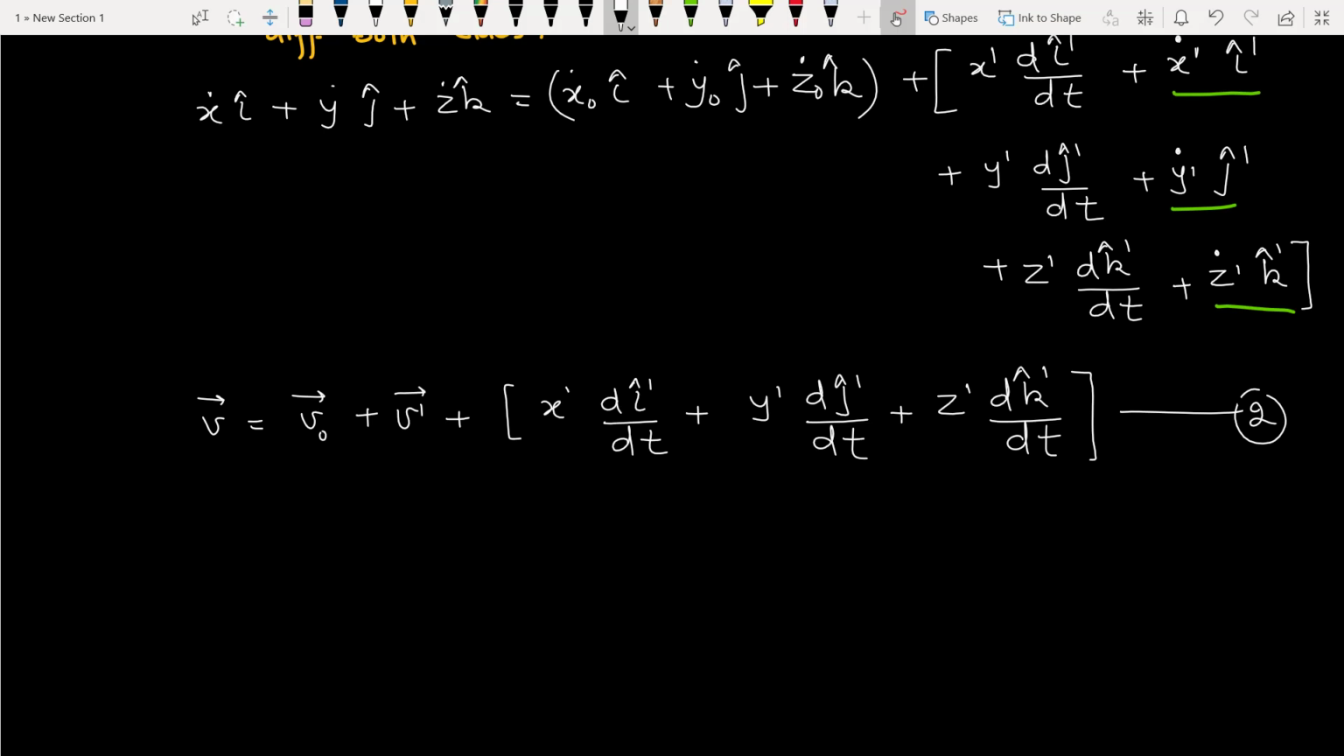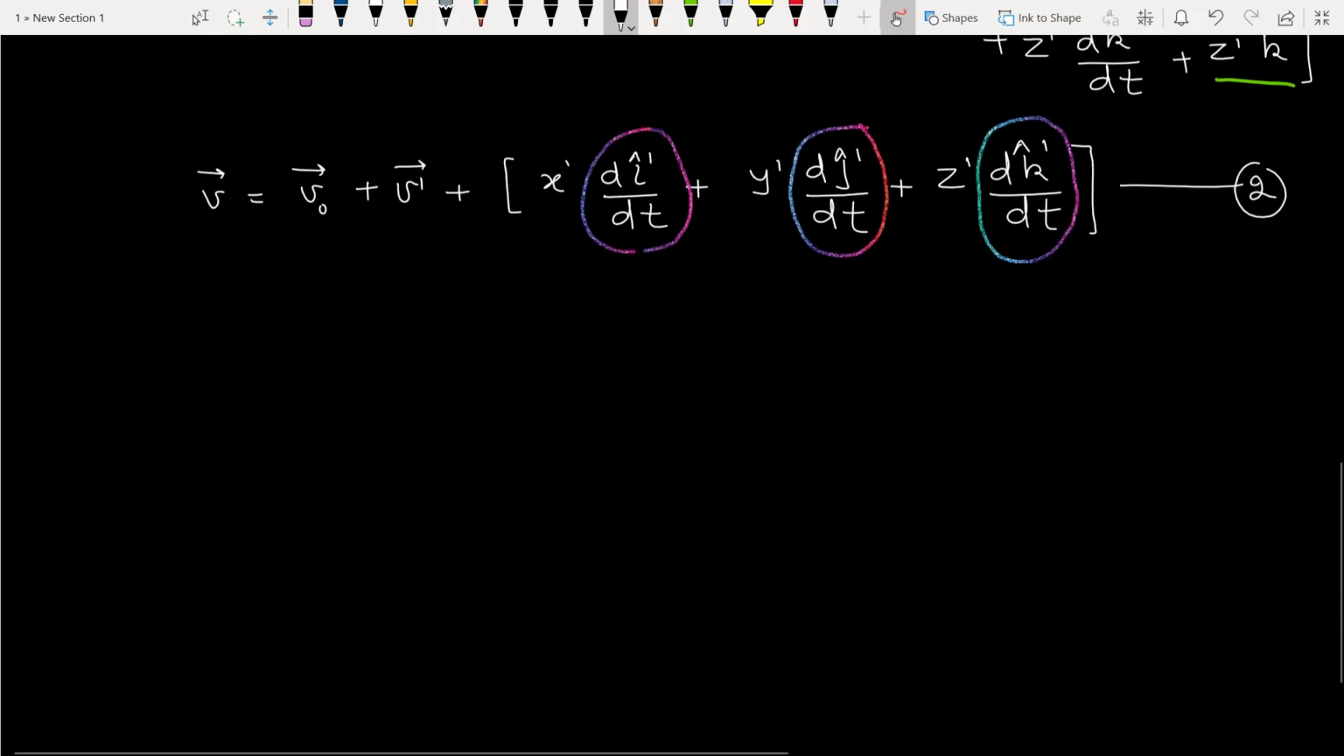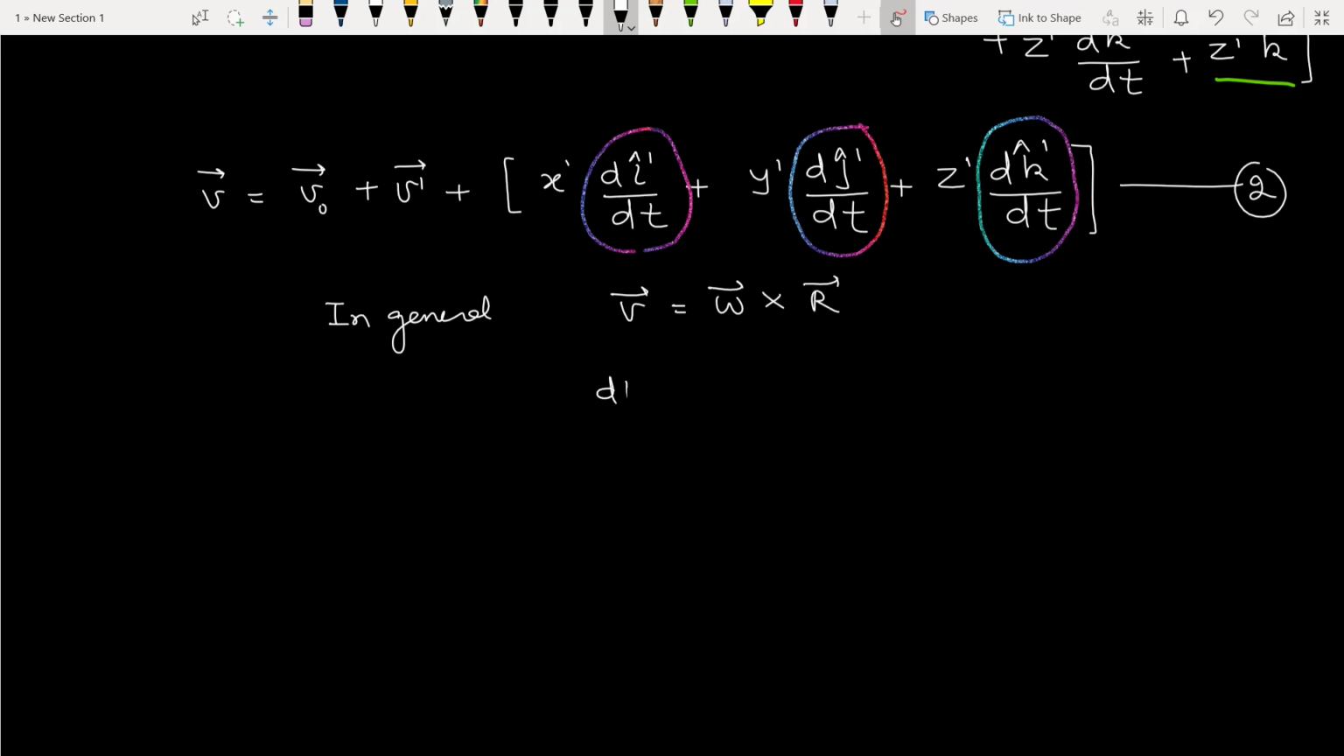So now we try to find the values of these terms. This is our next aim. To find this, we use a very simple relation. In general, V is equal to omega cross R. So V is the velocity, so it can be written as rate of change of position vector. You might have studied this formula in lower classes.